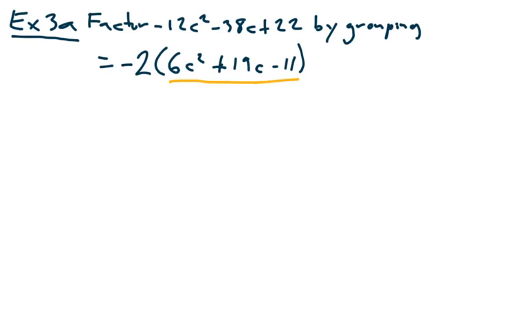We're going to use grouping, first of all. Now, remember that we're looking at the partially factored trinomial, so this is where we are looking. This is my first coefficient. This is my second coefficient. 6 times negative 11 equals negative 66. And I'm looking for 2 numbers that multiply to give me negative 66, but add to give me 19.